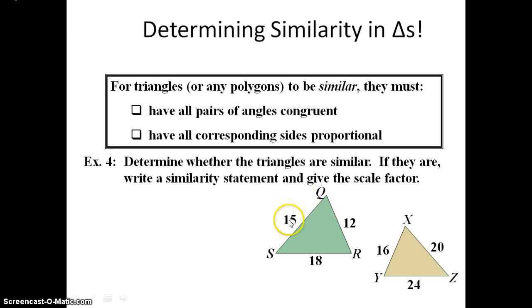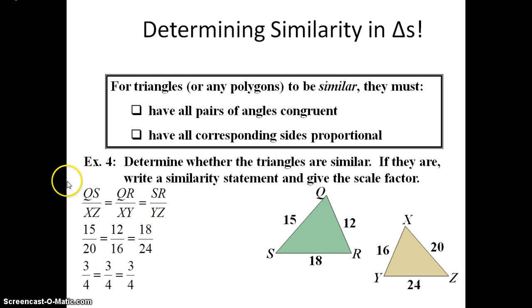So 15 looks like it matches up with the 20. See how this is longer and this one's a little longer? So we would have to see if 15 over 20 is the same thing as 12 over 16 is the same thing as 18 over 24. That's what we want to check. So, like I said, we're matching up this side and this side, this side and this side, and then these two bottom sides. So 15 over 20 reduces to 3 over 4. 12 over 16 reduces to 3 over 4, and 18 over 24 reduces to 3 over 4.